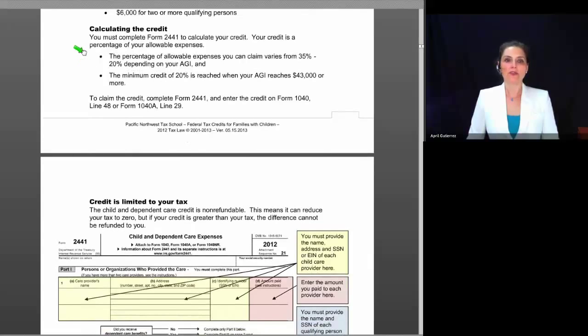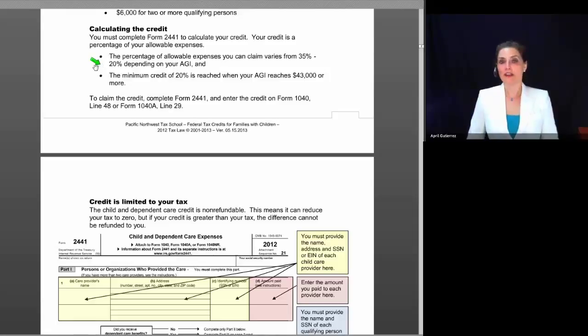Calculating the credit, you must complete Form 2441 to calculate the credit. Your credit is a percentage of your allowable expenses, and the percentage of allowable expenses you can claim varies from a high of 30% to a low of 20%, depending on your AGI. Now, unlike so many other credits out there that actually do phase out completely when your income rises above a certain level, there is no maximum amount of earned income or income you can have to qualify for the child dependent care credit. It never phases out completely. You're always allowed to claim it regardless of your income as long as you can show you had earned income and you paid the care so that you could go to work. But it does very quickly, I think, reach that 20% minimum percentage level.